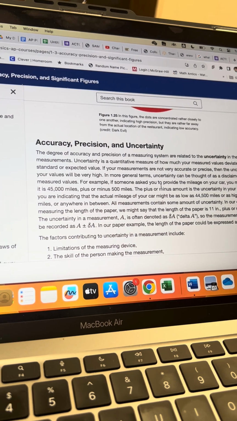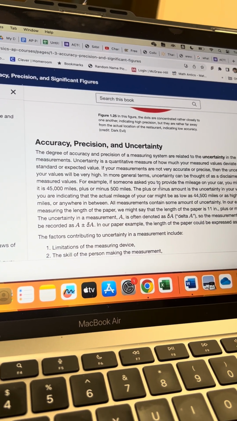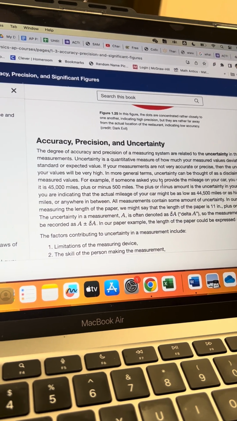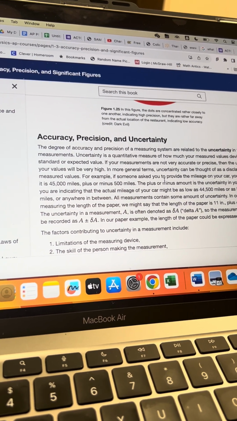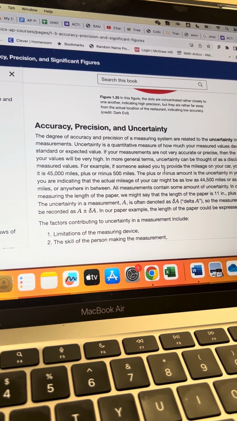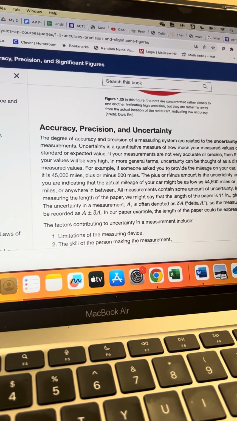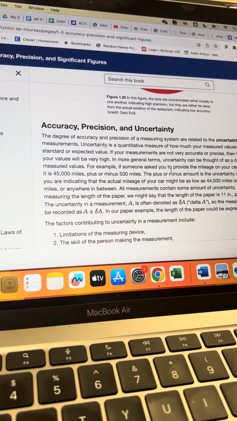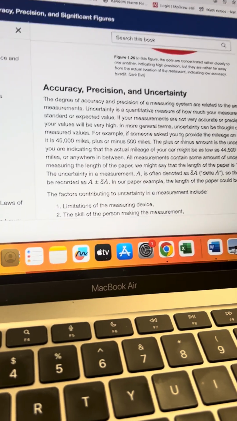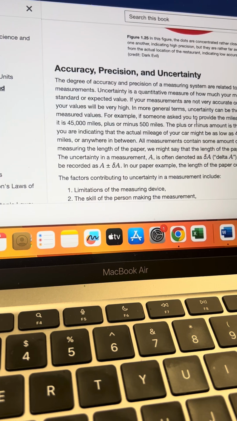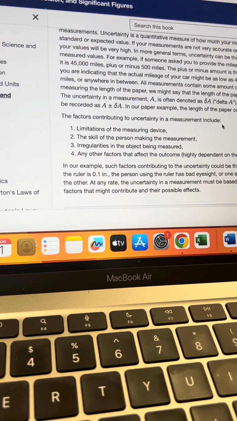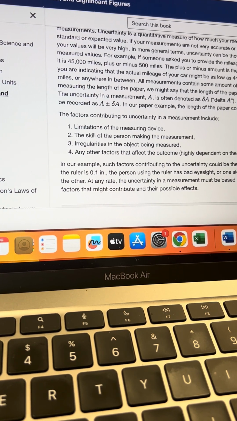Now, uncertainty is a measure related to these things. How far away you are from the actual value is your uncertainty. Sometimes you might see this referred to as the error in something. They give an example here about a piece of paper we think is 8.5 by 11. If you measure it really closely, it may not be exactly 8.5 or exactly 11, but it'd be real close. So the uncertainty is how much variation, if you will, there is in that measurement.